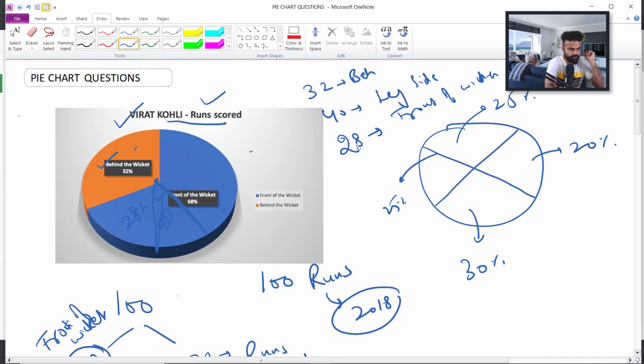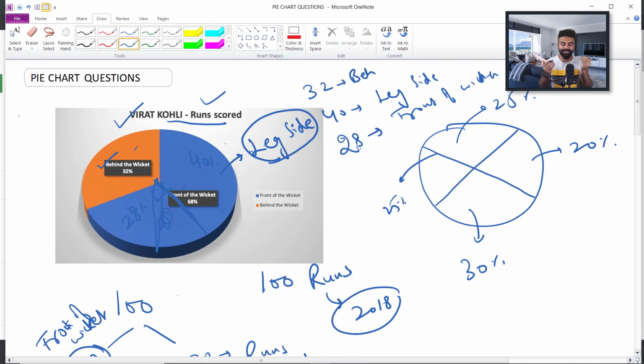Okay, so 40% on leg side, right? So it would have a different color in that case. There would be one more segment, as you can see on the screen. There is one more segment on the leg side, and it would cover 40% of the total area. So you see, we are simply dividing into sectors based on percentages.